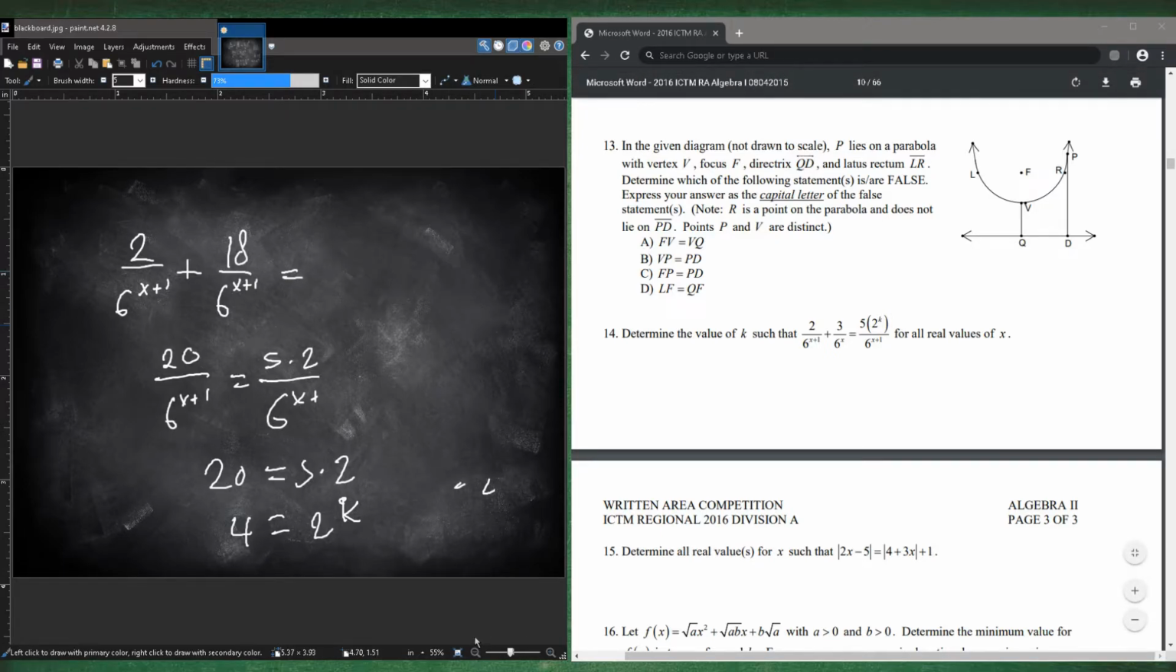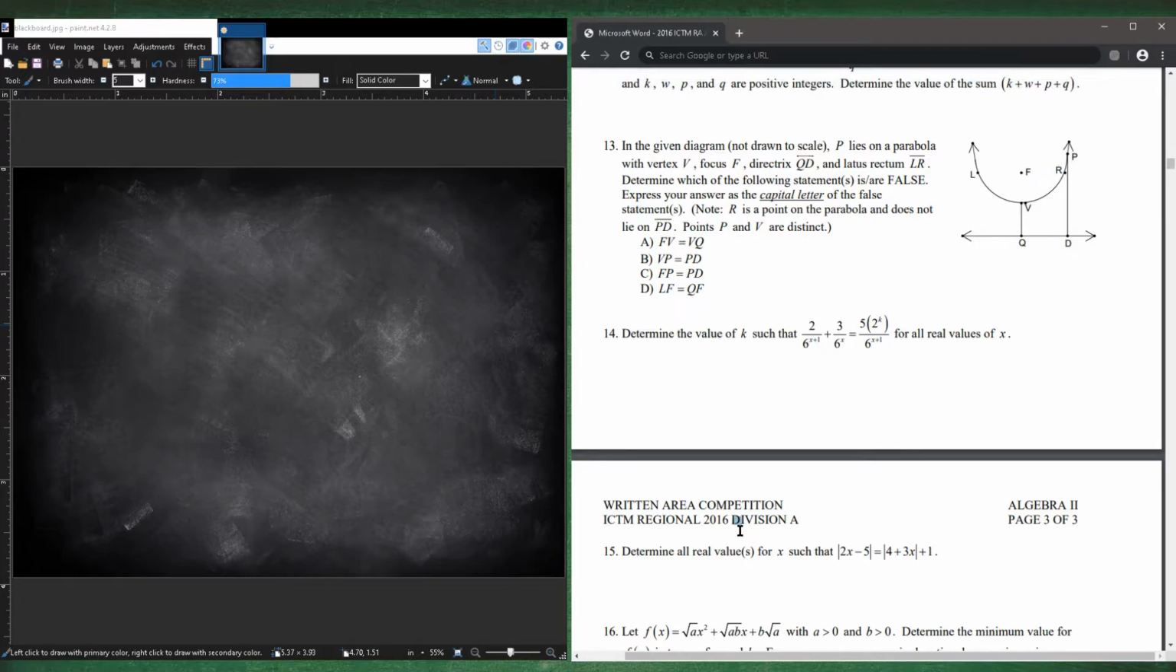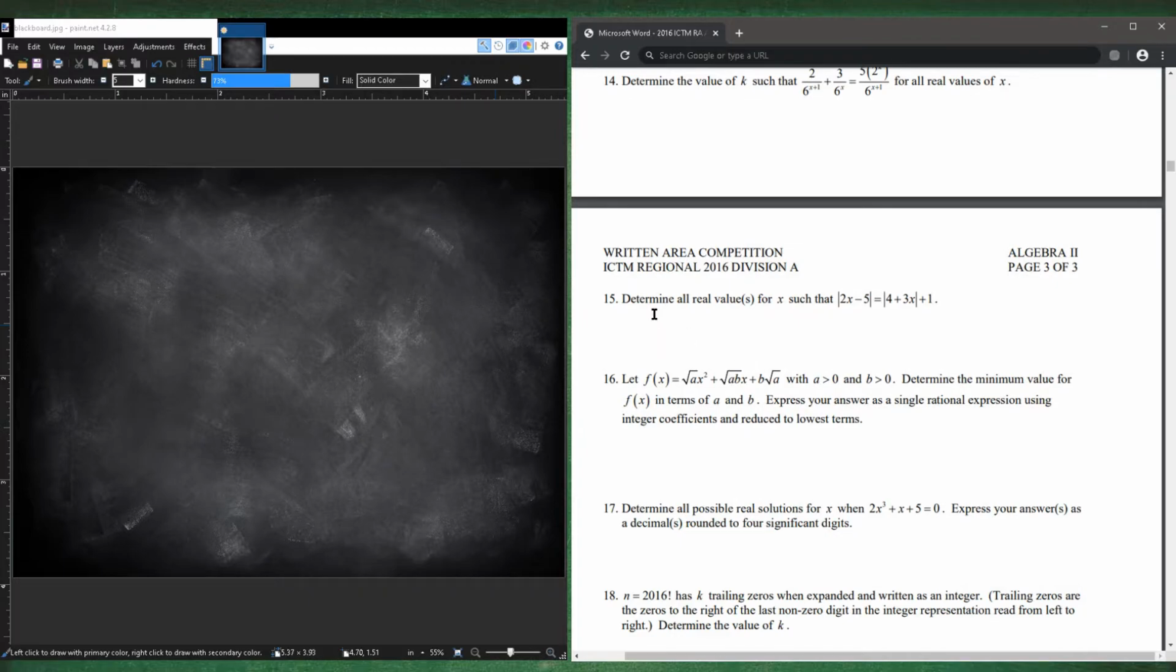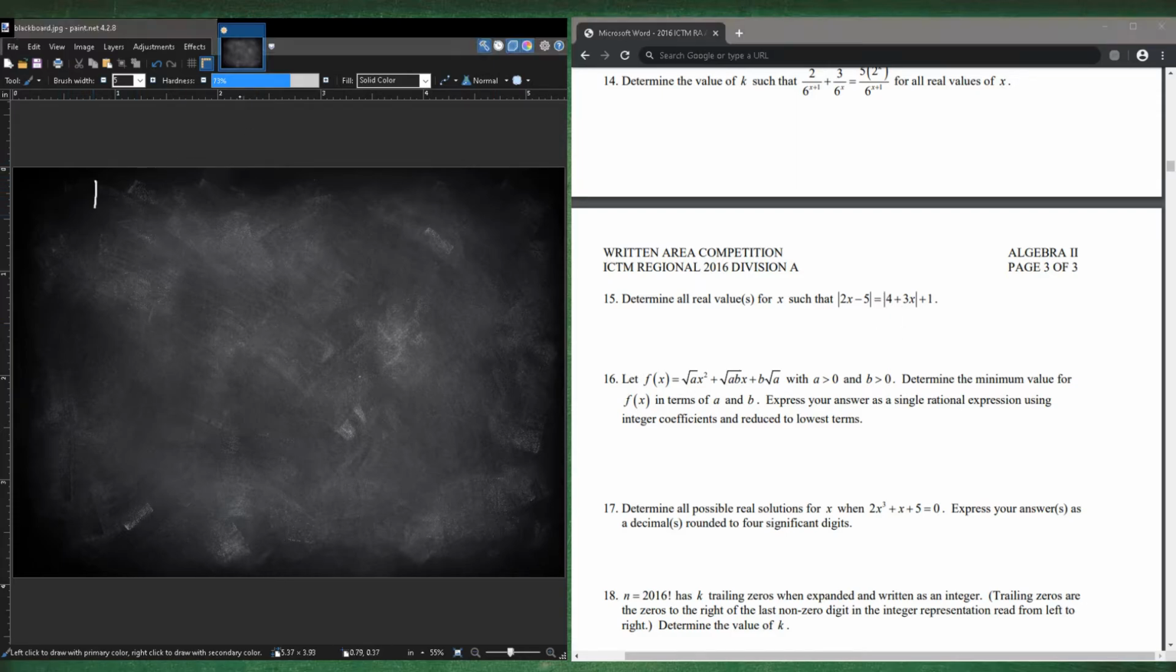And that's it. Basically, you just need to know how to do your exponents, like multiplying exponents. Determine all values of x such that the absolute value of 2x minus 5 is equal to the absolute value of 4 plus 3x plus 1. So let's write that out.